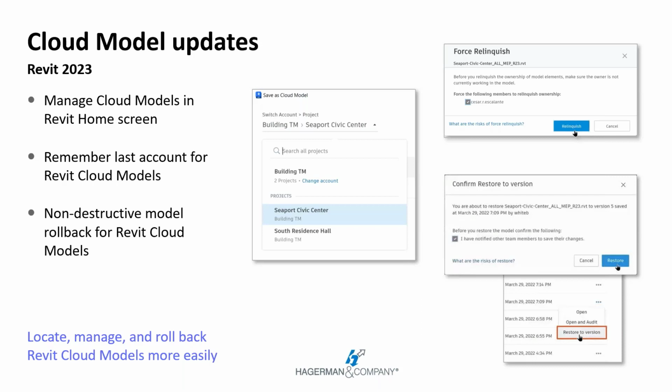And this is a big one. In previous releases of Revit, rolling back a cloud model to a previous version was irreversible. But now, after you roll back, you don't lose the ability to roll forward. So that's a nice little feature as well.